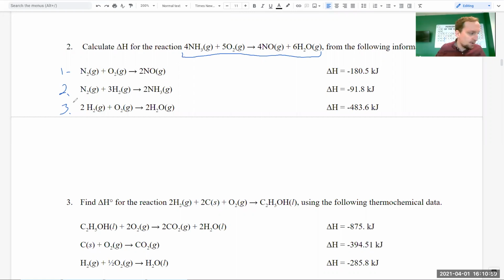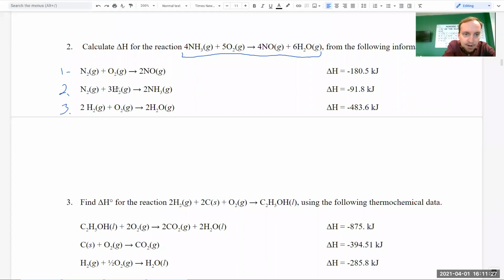So again, looking at reaction 1, what I notice is I have a NO here and so what that tells me is I do not need to flip reaction 1. So that's good. When I look at reaction 2, I see N2, H2, NH3. NH3 is on the left, NH3 is on the right side of the arrow. So what that tells me is we need to flip reaction number 2. Let's go ahead and do that now.